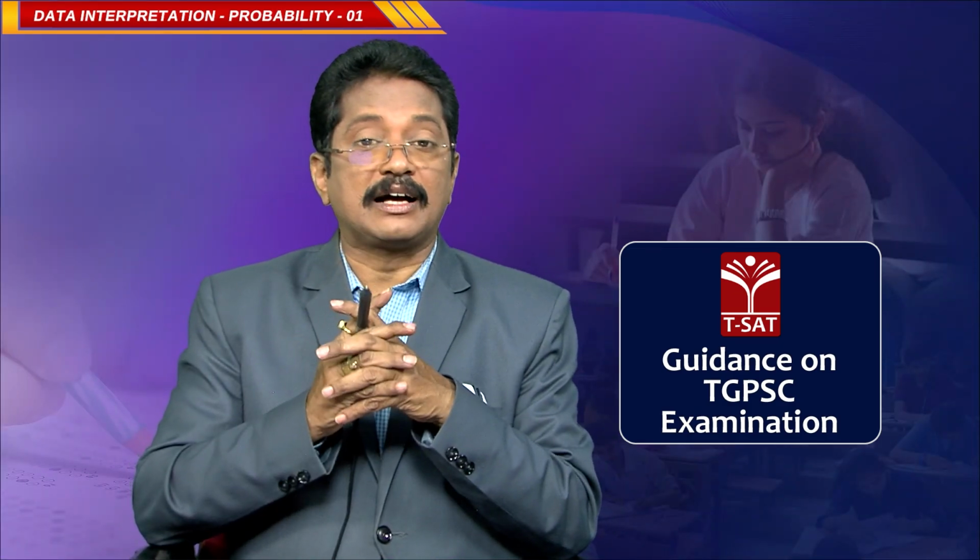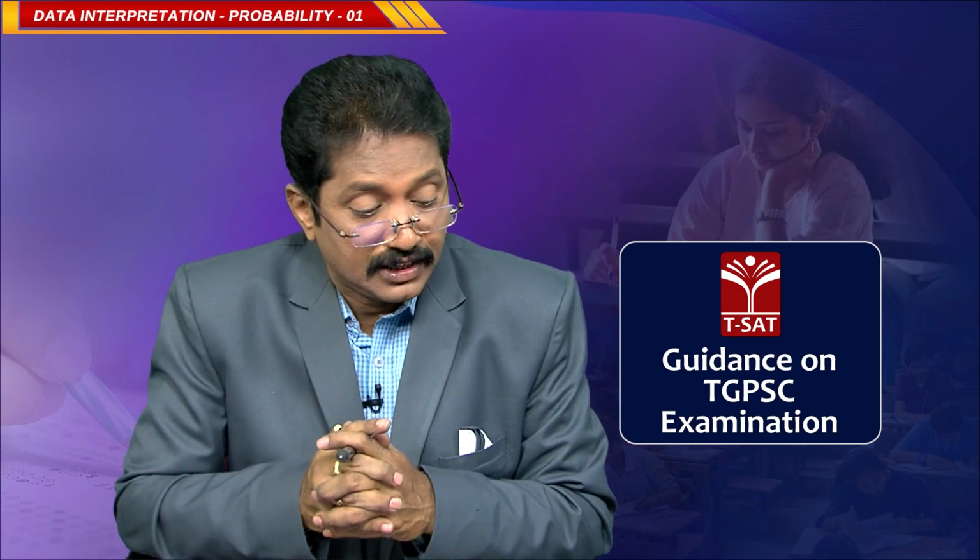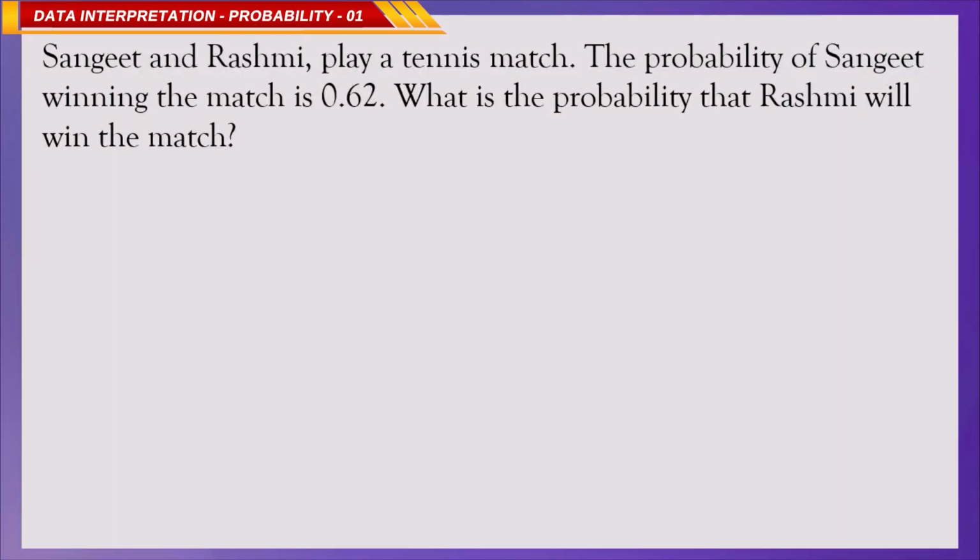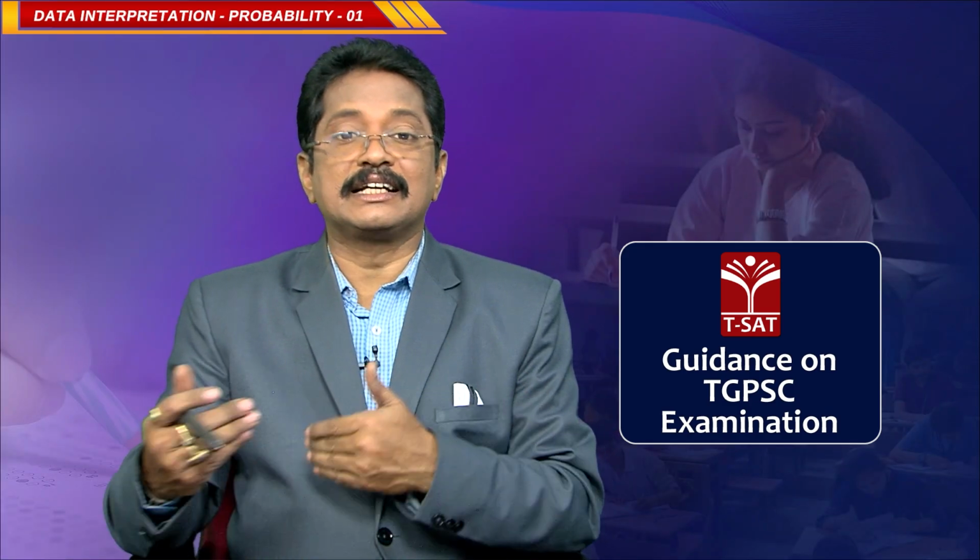Okay. Now coming to the next question. Sangeet and Rashmi play a tennis match. The probability of Sangeet winning the match is 0.62. What is the probability that Rashmi will win the match? When there are 2 players playing a tennis game, one will win and another will lose. Correct? One is the gainer, another one is the loser.